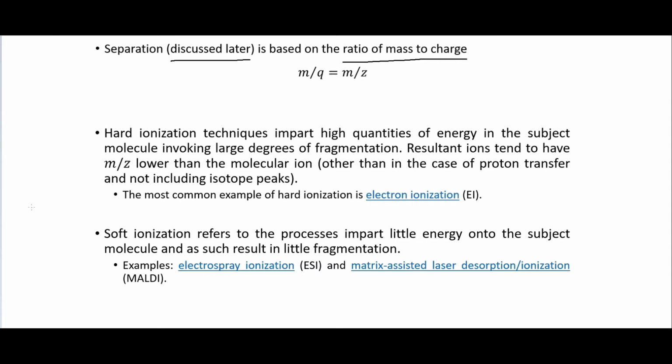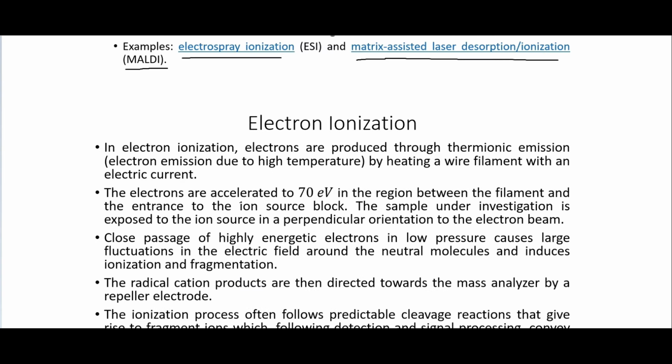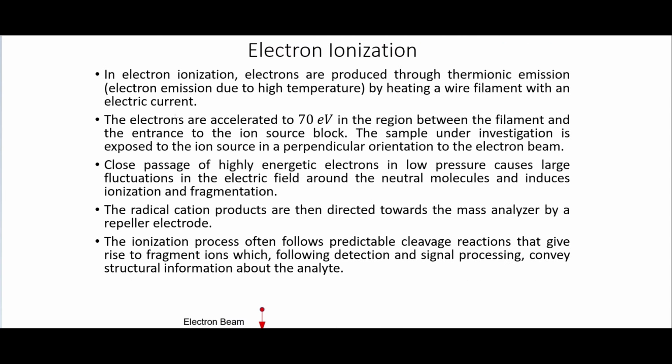And there are two different types of ionization. There's what's called hard ionization, which uses a lot more energy and creates a lot more fragments. The one we'll be looking at for this is the commonly used one called electron ionization. And then there is soft ionization, which creates fewer fragments. The ones we'll be looking at for that are electrospray ionization and matrix-assisted laser desorption ionization, usually shortened to MALDI.